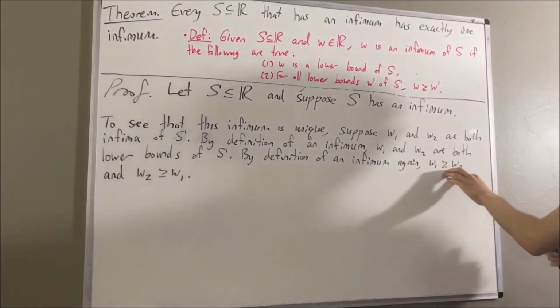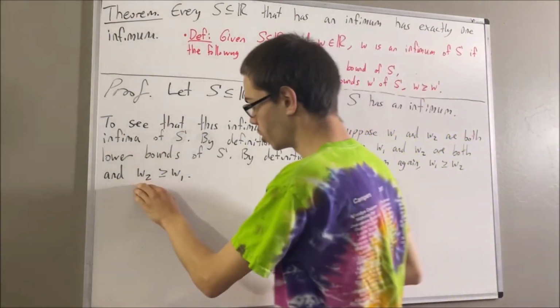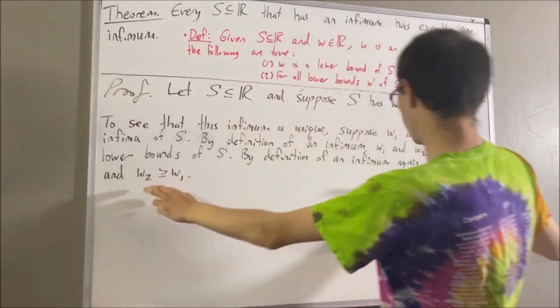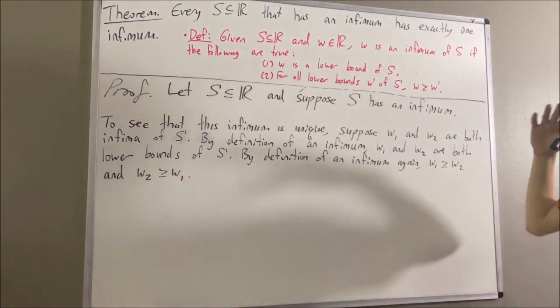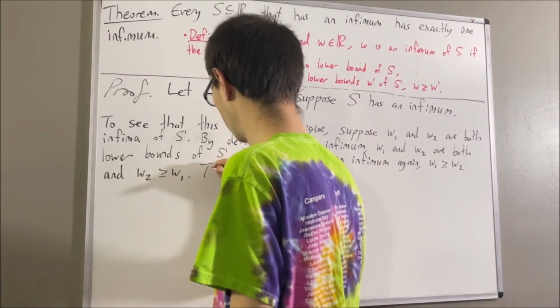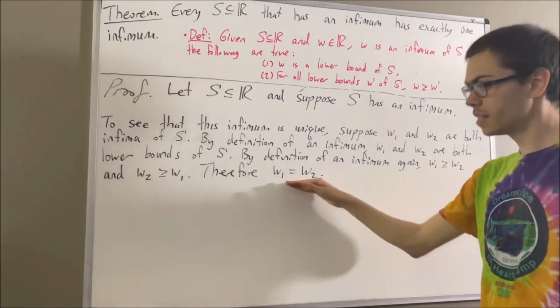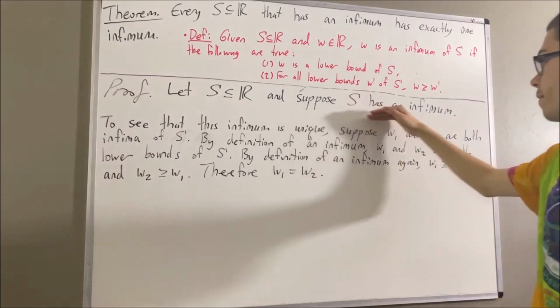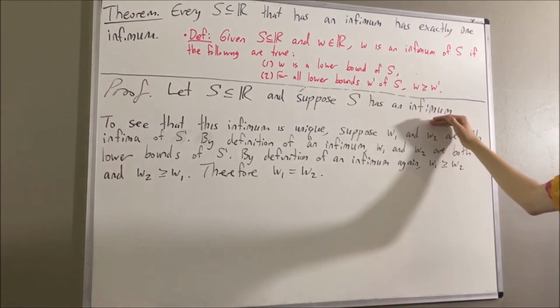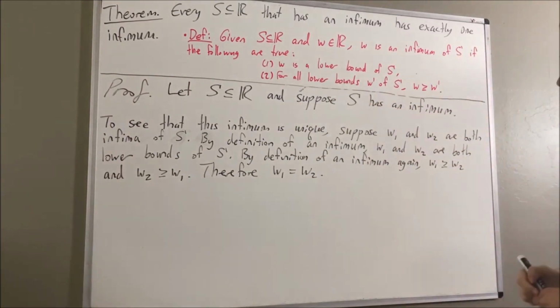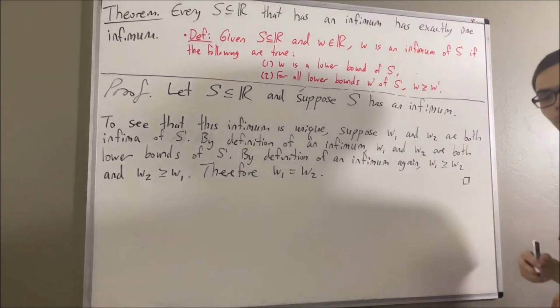Therefore, since W1 is greater than or equal to W2, and W2 is greater than or equal to W1, these two facts together tell us that W1 is equal to W2. And this proves that this infimum is unique. So, S has exactly one infimum. So this completes the proof.